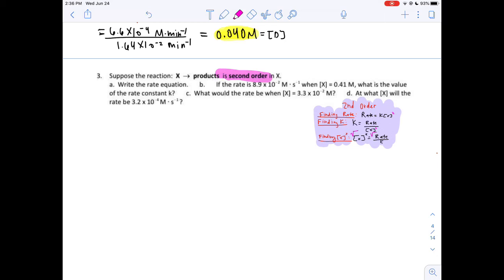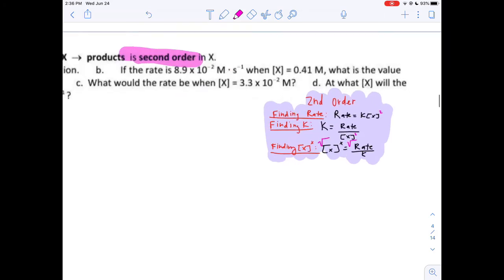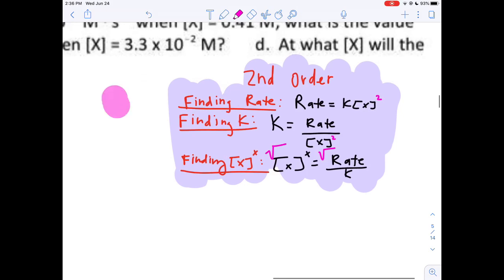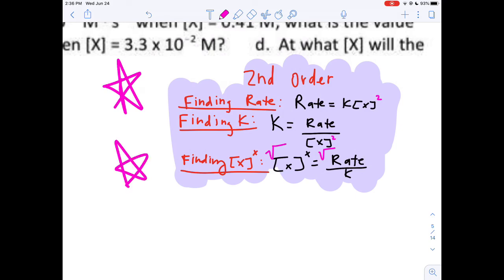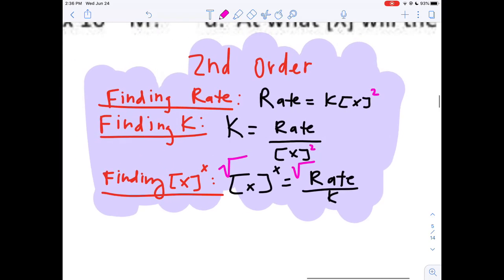So you're going to go through the same steps that I just showed you, but it's really important to remember that since it's second order, the equations are a little bit different. Always remember to square the concentration because it's second order. So now it's at the exponent 2, you have to remember to square it. Same thing here. When you're plugging it in here, always remember to square it.